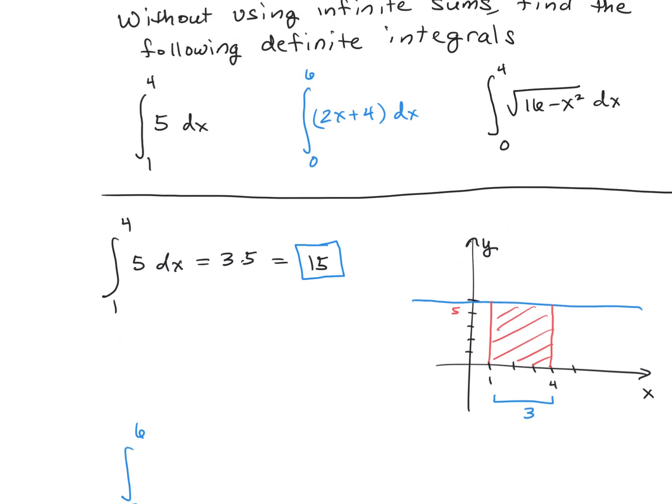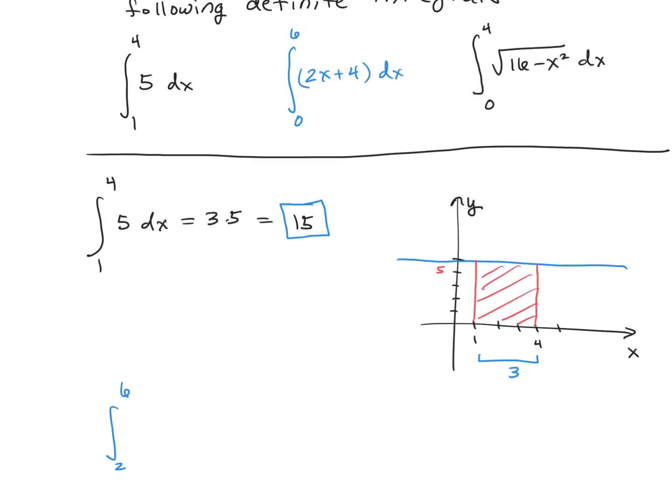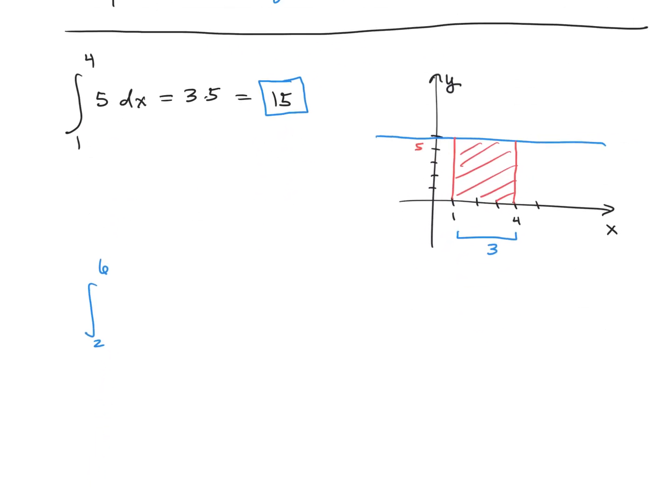Next one up is the integral from 2 to 6 of the function 2x plus 4. Actually, it's from 0 to 6. My apologies. All right, so from 0 to 6, and again, it's 2x plus 4. And again, it's with respect to x.